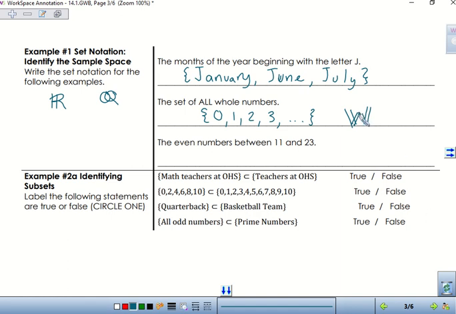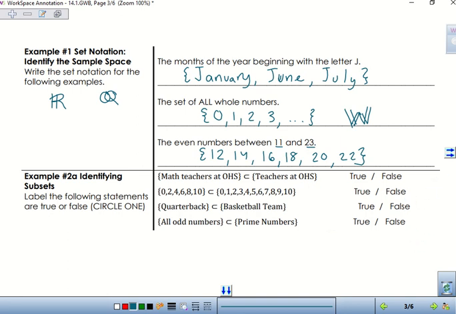You'll see that in upper mathematics. So an even number between 11 and 23, could we list all of those out? Yeah, it's a terminating set, right? What would be the first one? 12. Then? 14. 16. 18. 20. And 22. So that one is what we'd call a finite set. Finite means it doesn't go on forever. This one would be an infinite set.